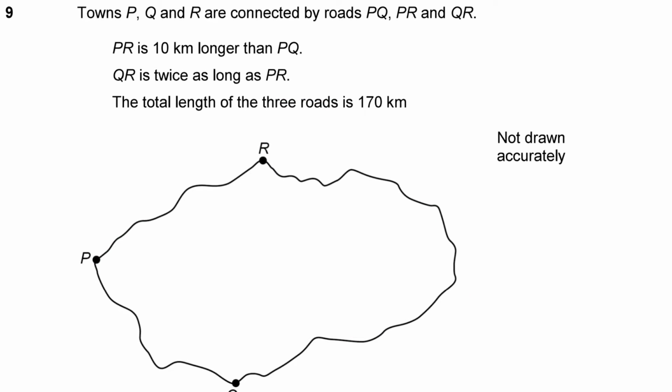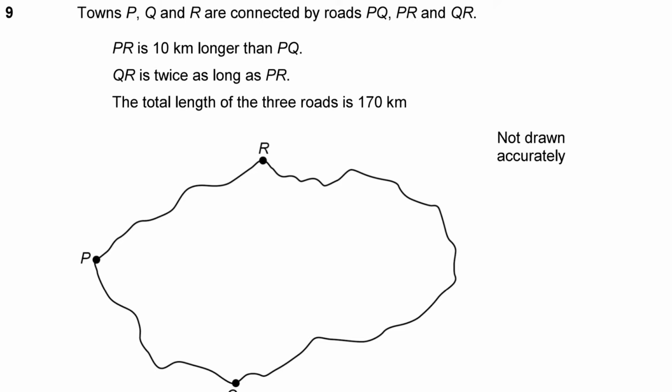Question 9. Towns P, Q, and R are connected by roads PQ, PR, QR. PR is 10 kilometers longer than PQ. QR is twice as long as PR. The total length of the three roads is 170 kilometers.